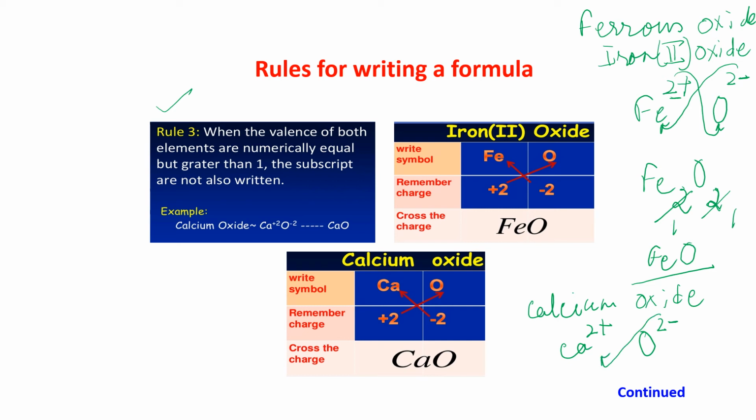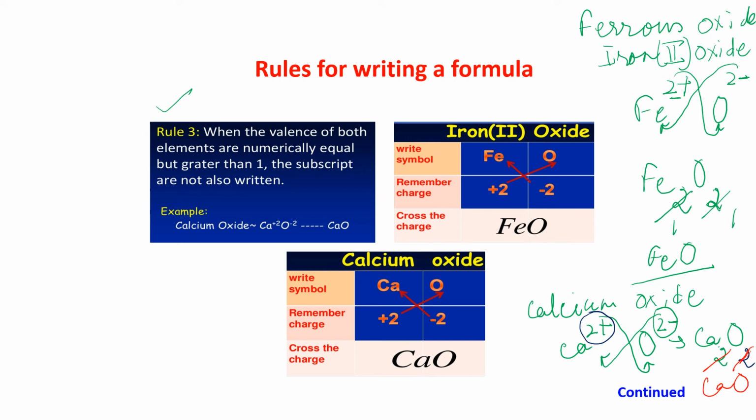Now again crisscross. So with this Ca, this minus 2 will come. That means 2 will come. And with oxygen, this 2 will come. Now 2 and 2. So what I will do? I have to reduce. 2 ones are 2, 2 ones are 2. So I'm getting 1 and 1. So it is CaO. Am I clear to you?